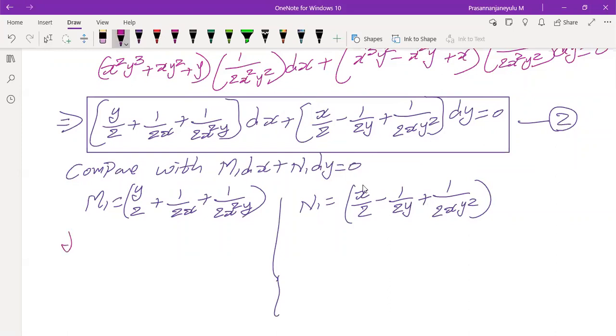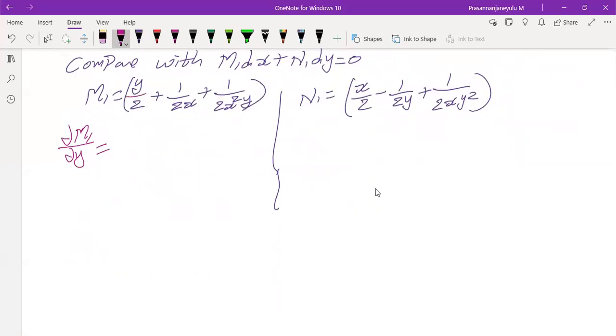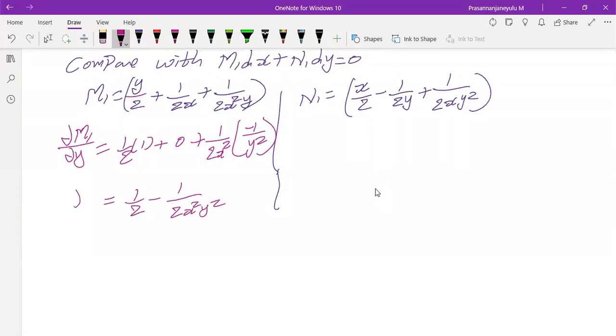We have to find dou m1 by dou y. Partial differentiation of m1 with respect to y, treating x as constant. So 1 by 2 into, what is the differentiation of y with respect to y? It is 1. Plus, what's the differentiation of 1 by 2x with respect to y partially? 0, because x is constant. 1 by 2x square is constant. The differentiation of 1 by y is minus 1 by y square, but don't put it like this, put brackets and do the simplification. We'll get 1 by 2 minus 1 by 2x square y square as our dou m1 by dou y.